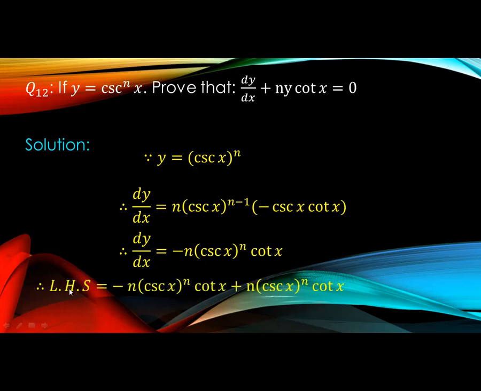So the left hand side of the request is dy by dx. We can substitute it by the value, that is negative n times cosec to the power n times cotan x, plus n cosec x to the power n times cotan x, that is equal to 0, the value of the right hand side.